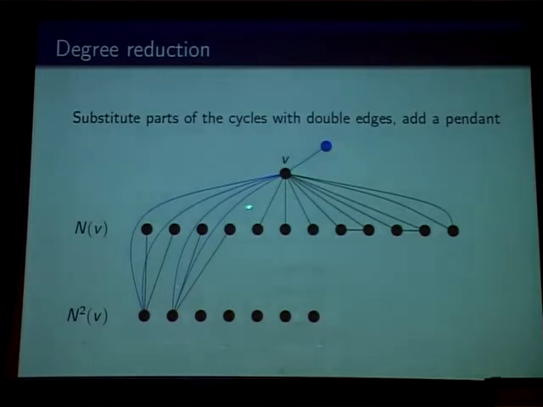The reduction is as follows. You delete those edges that were here between v and these vertices, and introduce double edges between v and those vertices. And for some technical reasons, you also must add a pendant to vertex v.